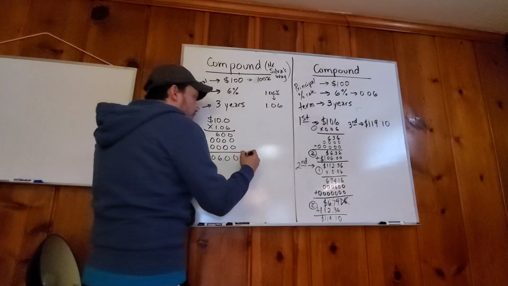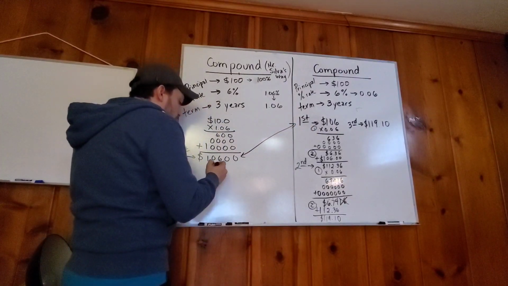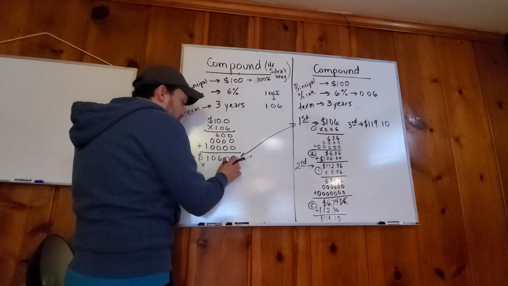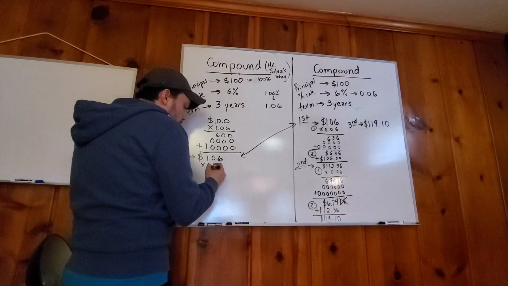Oh, look at that. My first years are the same. Now, what if I multiply that by, and I'm going to erase those two zeros here to make it simple, 1.06 again.